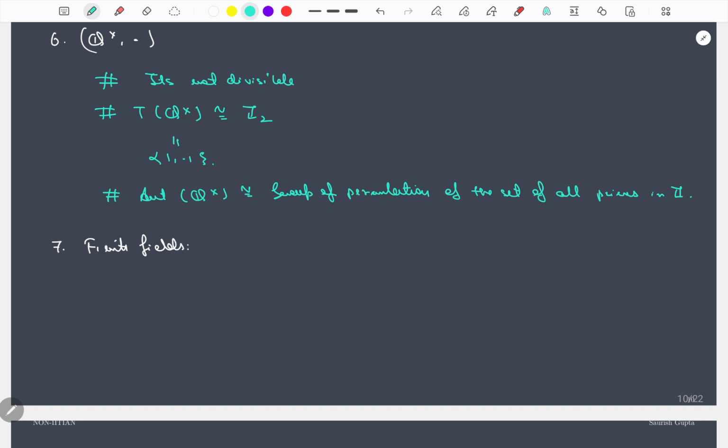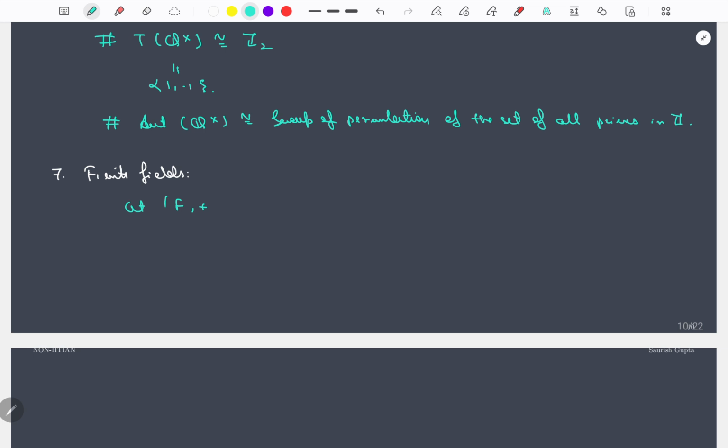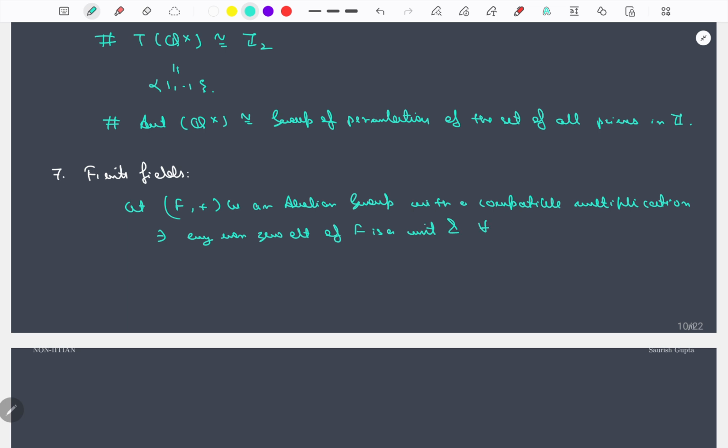So let me give a very brief description of what a field is. Let F with respect to plus be an abelian group such that we can also define a multiplication on this, or I can just simply say it in the following sense: F is an abelian group with a compatible multiplication such that every non-zero element of F is a unit, and for every a, b and c in F, a times (b plus c) is equal to ab plus ac, and (a plus b) times c is equal to ac plus bc. That is, distribution holds from both sides.